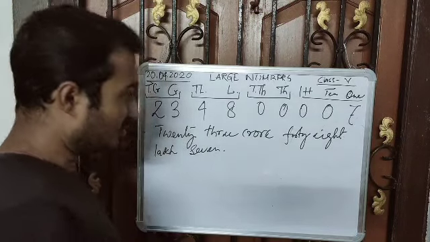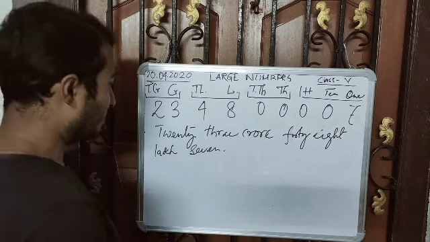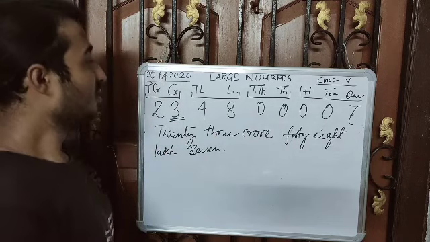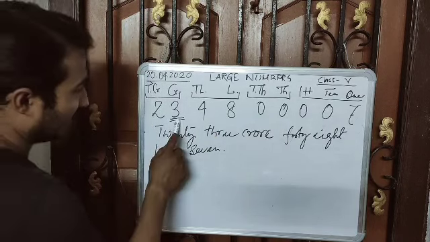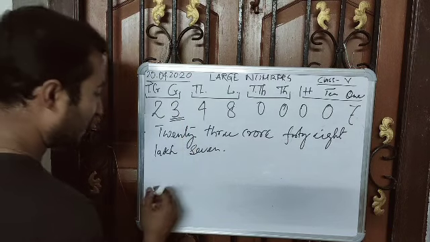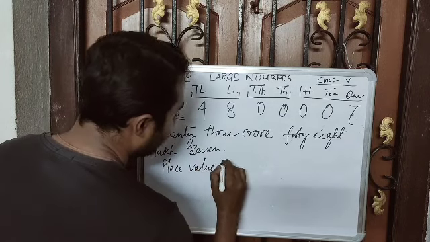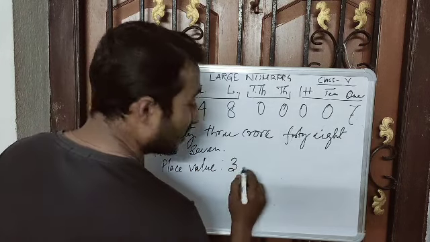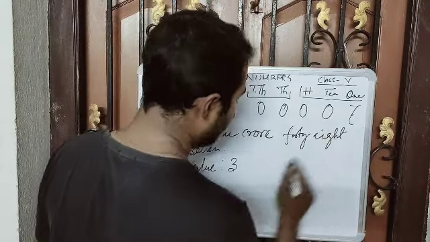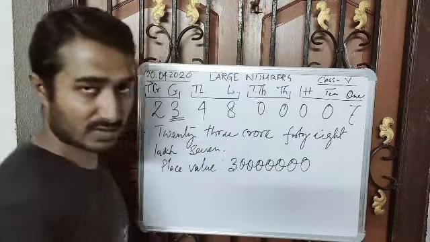Fine. Now, if you are asked to write the place value of 3, see the place value, very easy. We can say that the number is in the crores place, so the place value is 3 crore. For crore, how many zeros? 1, 2, 3, 4, 5, 6, 7 zeros.